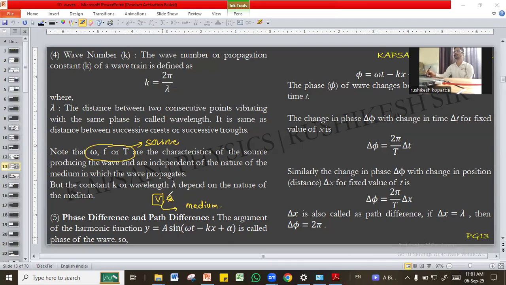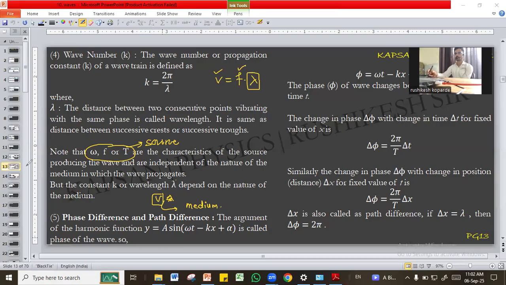The medium will decide speed, and accordingly you have to satisfy which relation? Speed is equal to frequency into wavelength. Frequency has already been decided by the source. Speed will be decided by the medium, and lambda will be decided as a proportionality constant by both of them, you can say.